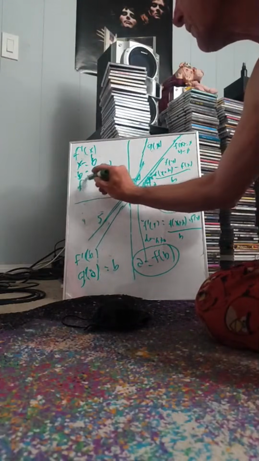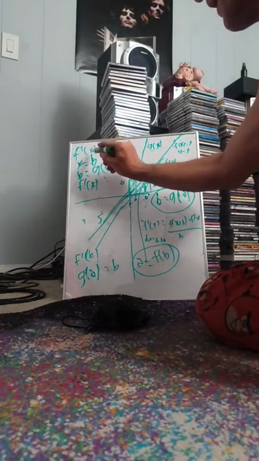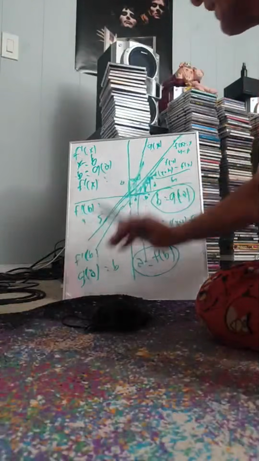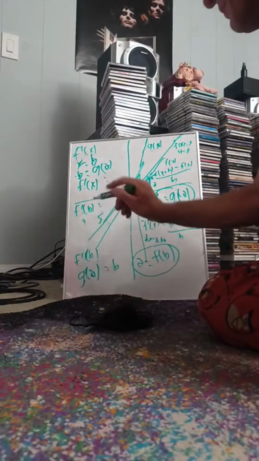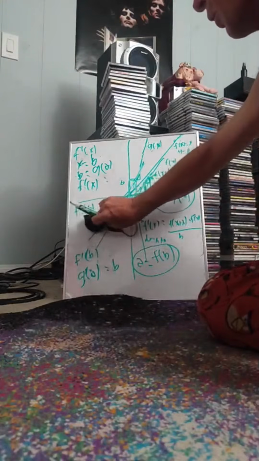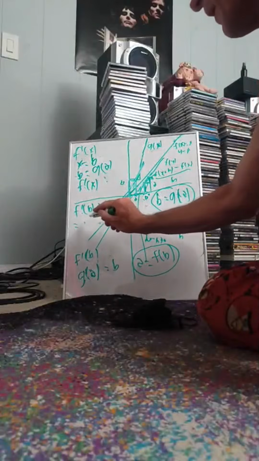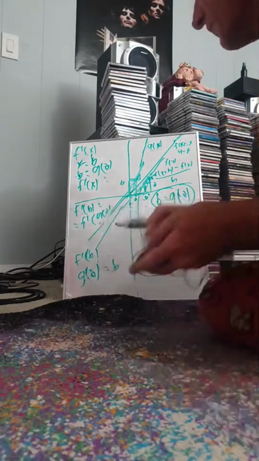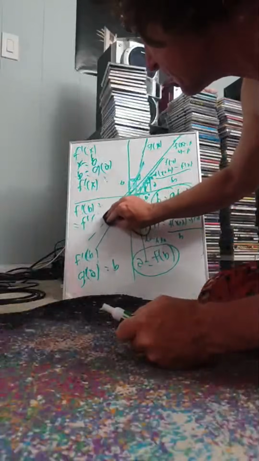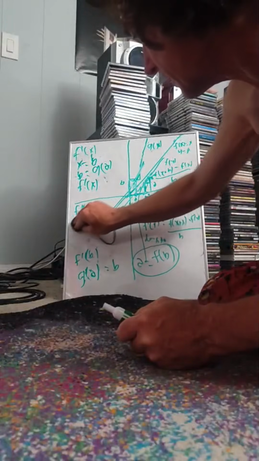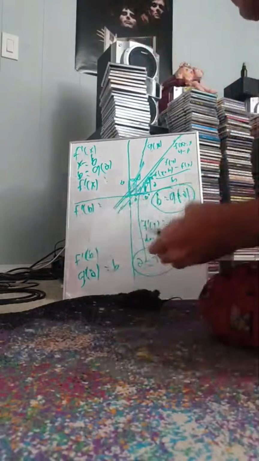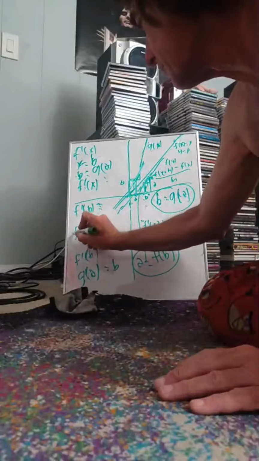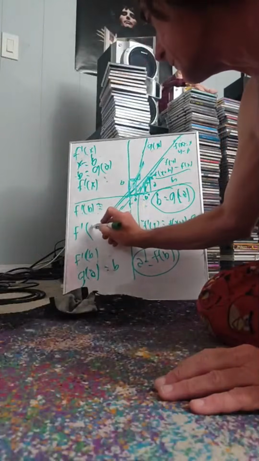So if I want f prime of x, I want f prime of b, but b is equal to g of a. So I have f prime of b equals f prime of g of a. I can barely have room to write this. I'm going to start over because I don't have the room. F prime of b equals, there's some space here, f prime of g of a.